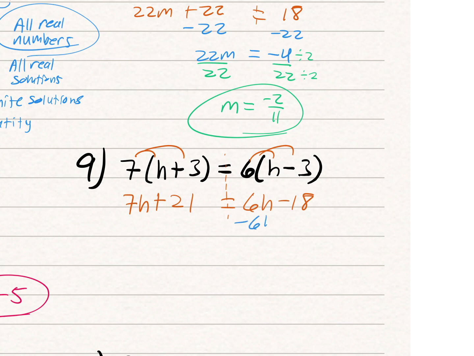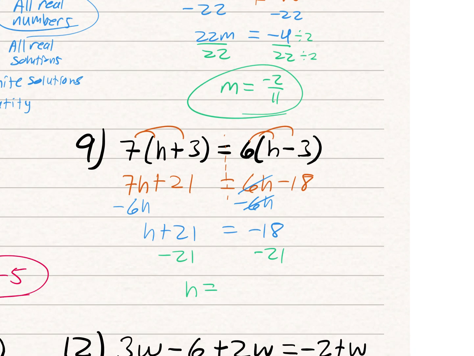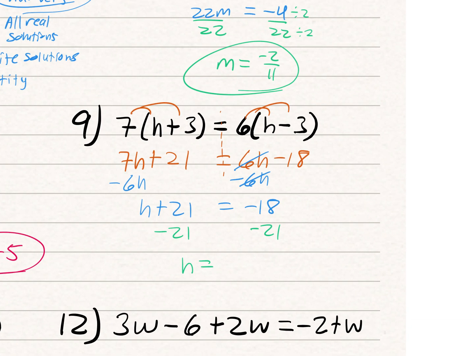All right, and then we want to get the constants on one side, variables on the other. Let's subtract a 6h. All right, and then 6h minus 6h goes away. So h plus 21 equals -18. All right, and then let's subtract 21 on both sides. Then we get h equals -18 minus 21. If they have the same sign, you add them and you keep the sign. All right, so -39.